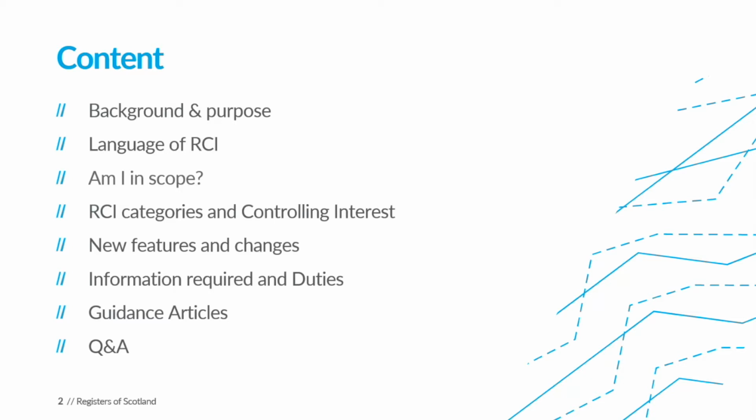We also want to introduce you to the language of RCI and provide some information on how to decide if you are in scope of it. We'll then look at the categories affected by RCI. After that, we'll take a high-level look at what information you need to provide, the duties associated with RCI, how RCI is an event-driven register, and then we'll finally look at our guidance articles. I should point out that we have extensive guidance on everything we cover in this presentation and more on our knowledge base, and we will share links to this throughout.